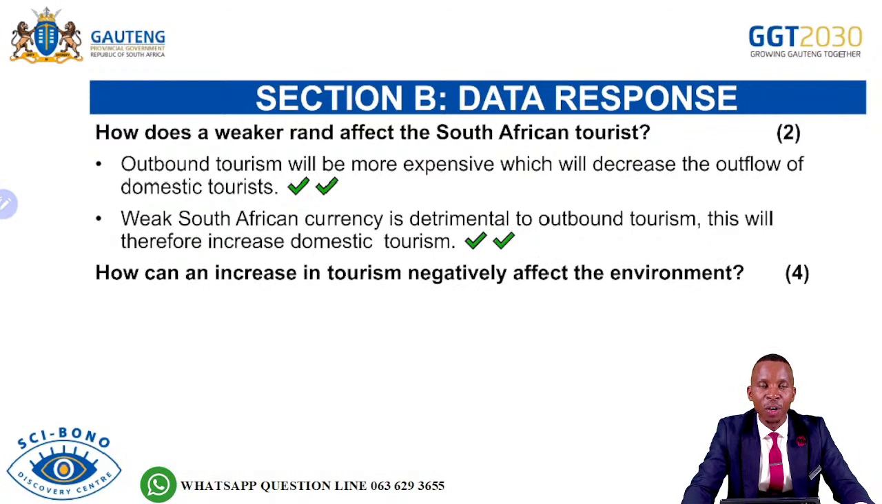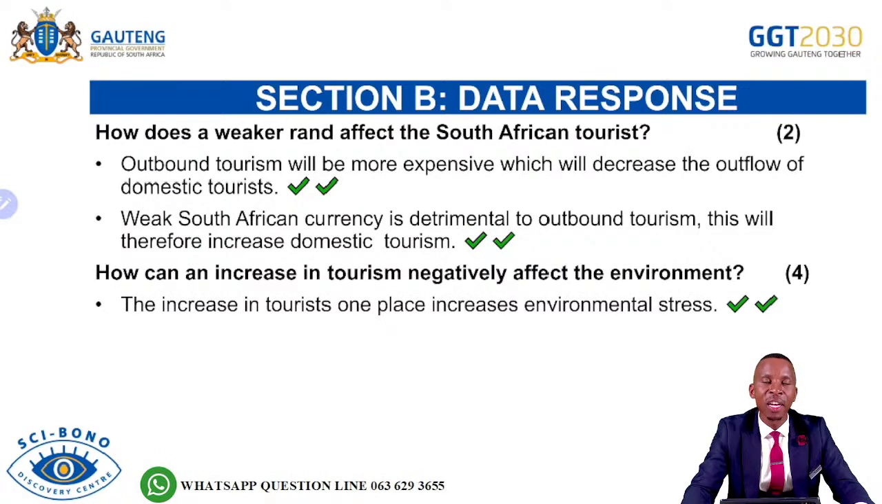If people cannot find it cheap to tour abroad, they will tour within the country, which will lead to internal and domestic tourism. How can an increase in tourism negatively affect the environment? We know that if tourism is increasing, people find themselves visiting one area in a short space of time, which will lead to congestion.